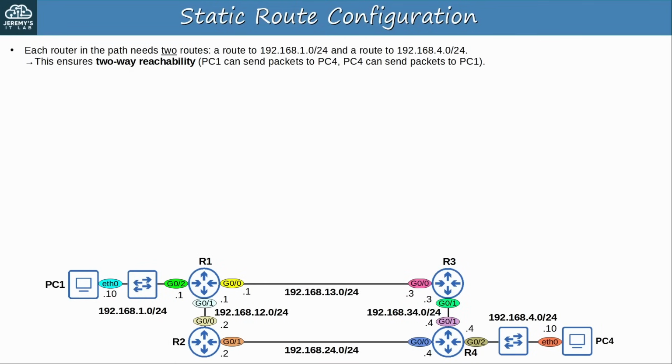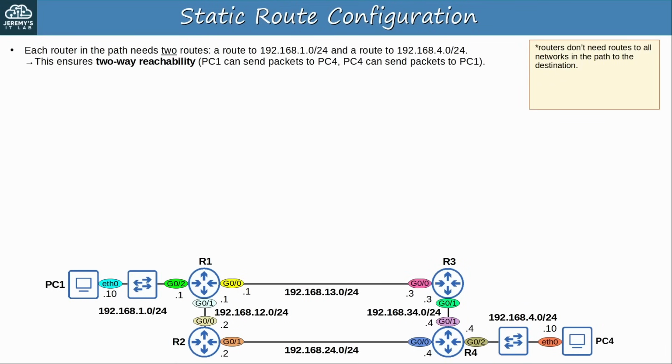If, for example, all routers had routes to 192.168.4.0/24, but not 1.0/24, PC1 would be able to send packets to PC4, but PC4's replies wouldn't be able to reach PC1. R4 would drop the reply, because it would have no route that matches destination 192.168.1.10. So, we want two-way reachability.